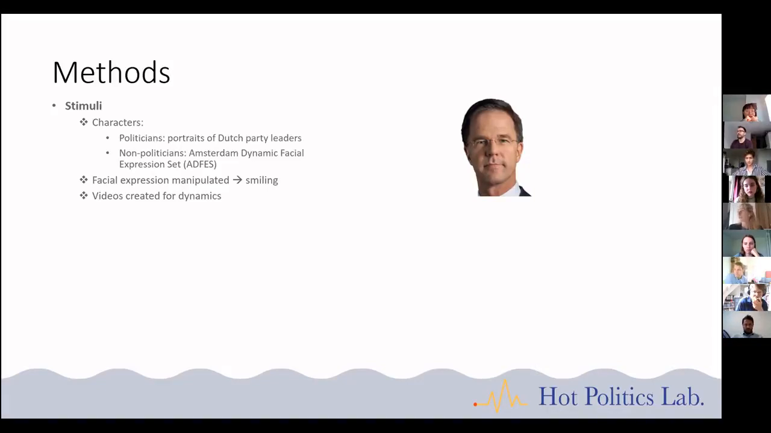We also created videos of these images for dynamics. What I mean with that is that mirror neurons are mostly active when we see someone actually perform something, so there's a motion in it. So we really wanted to include the motion into our project as well. There's an example here, let me show you. So this is Mark Rutte, obviously, and he starts smiling. This is one of our stimuli. It starts off with a neutral image, then he smiles, and then he stays smiling for another 2 seconds.